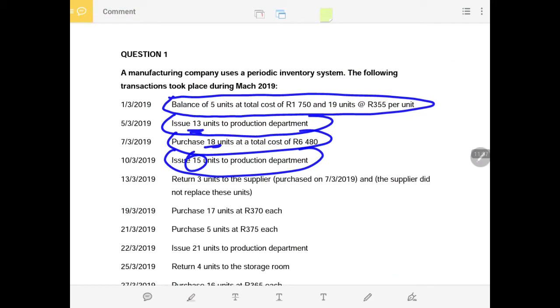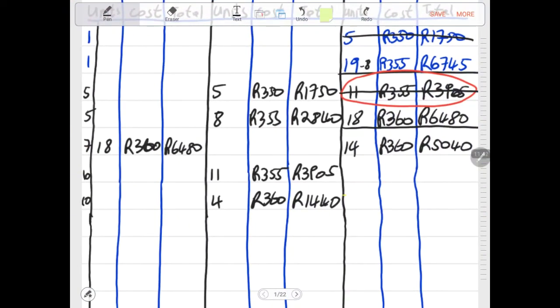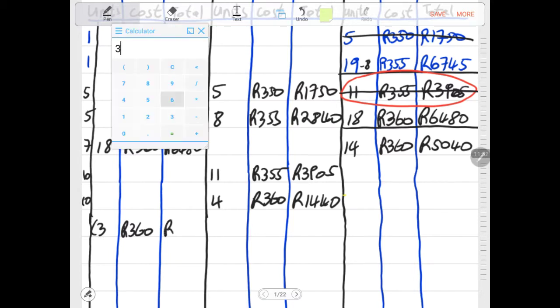So now we are returning 3 out of that. We are returning 3, meaning it is a return of the purchase. We are returning 3 that were bought at 360, and the total price will be 360 by 3. This will be 1,080 rands. So now you can put brackets there, very important to indicate that this is a purchases return.